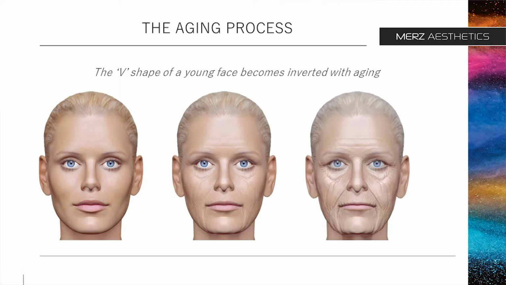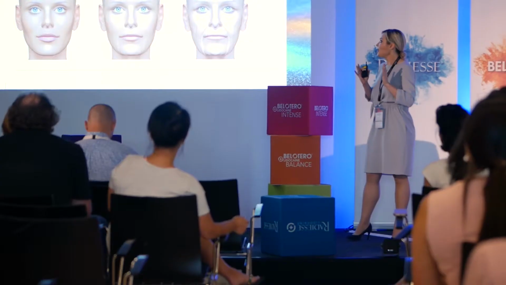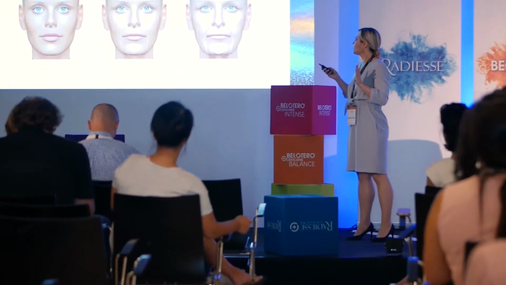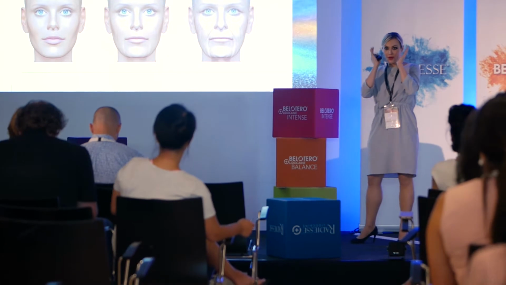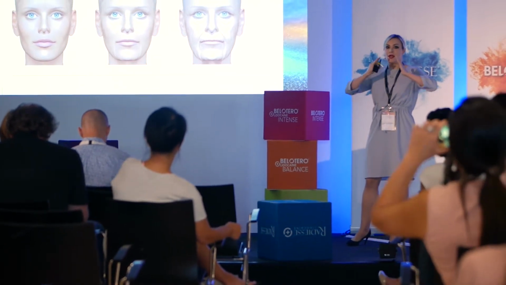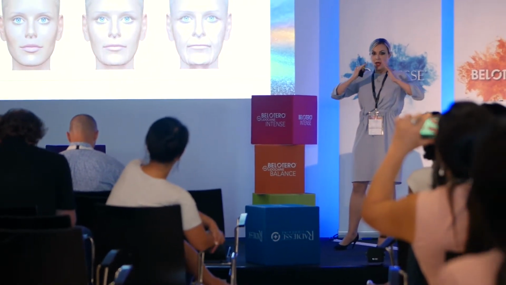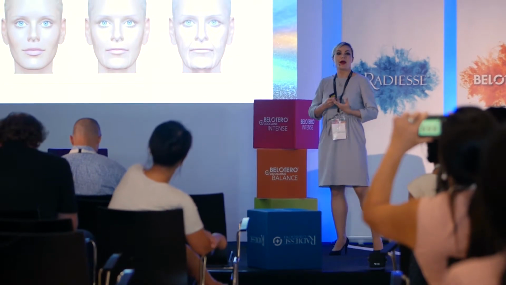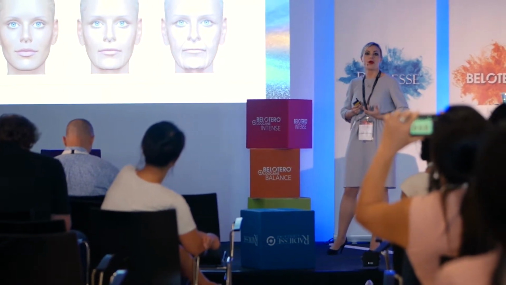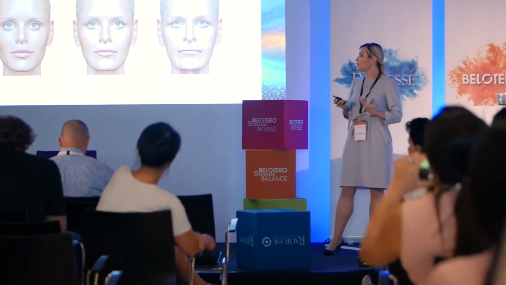So one of the main clinical features of aging is that we change our face in its shape and contours, meaning that the V shape that is typical of a young face progressively becomes an inverted T, because we lose volume and our tissues just slide downwards, becoming sagging and drooping.